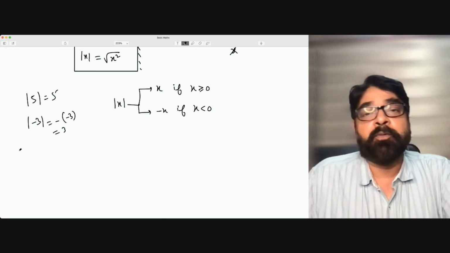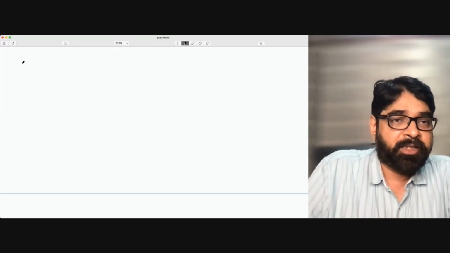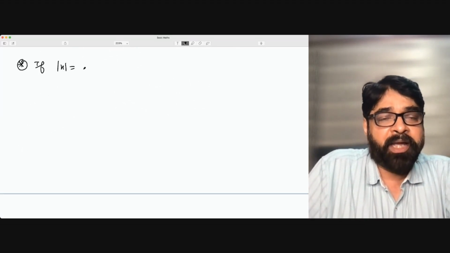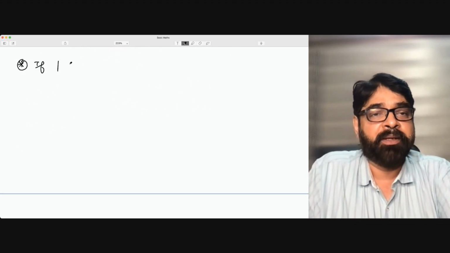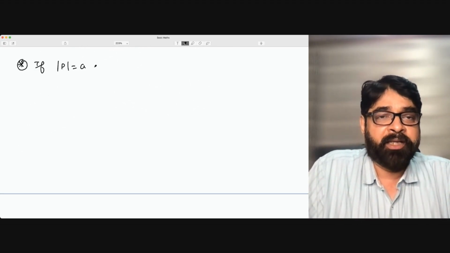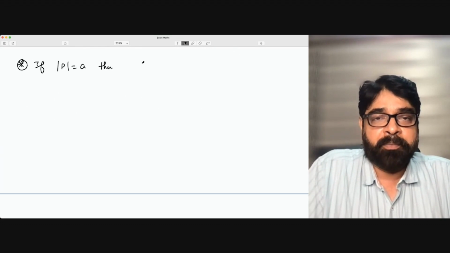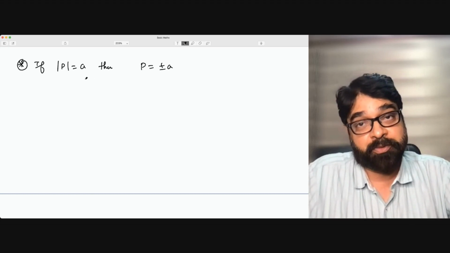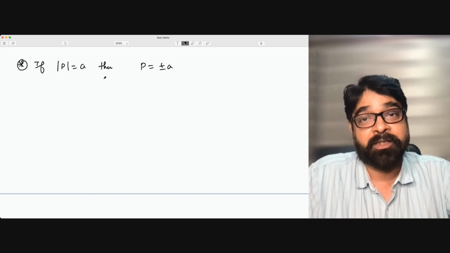Right? Some few points are there. Equation in terms of mod: if mod x equals a, let's write mod p equals a, then p will be equal to plus minus a. Obviously, a should be positive, otherwise there is no sense of this.